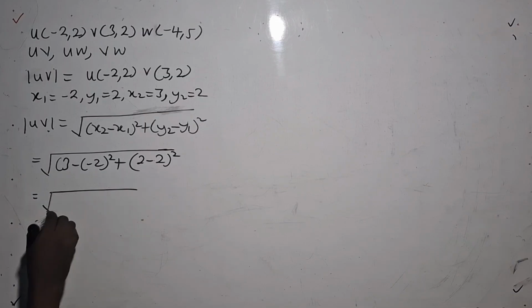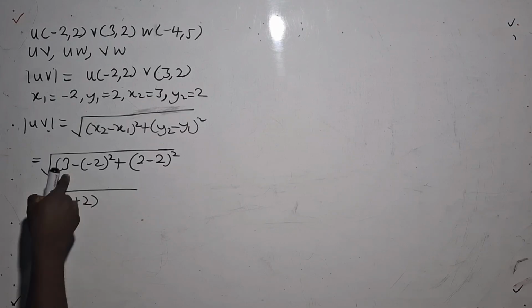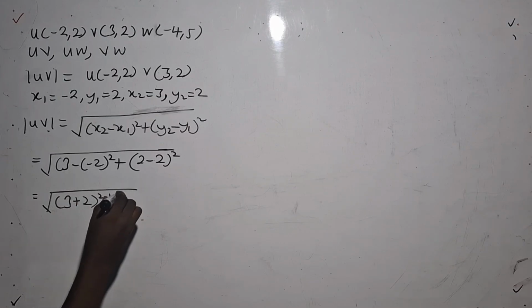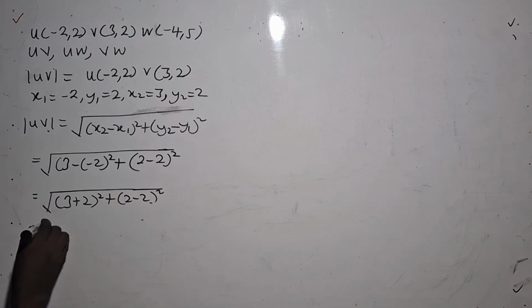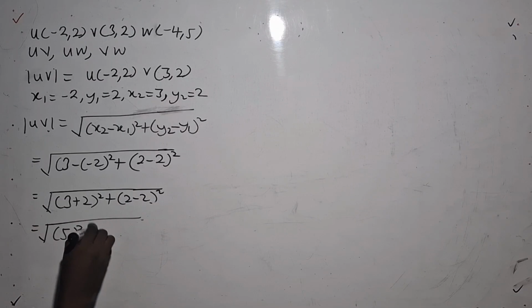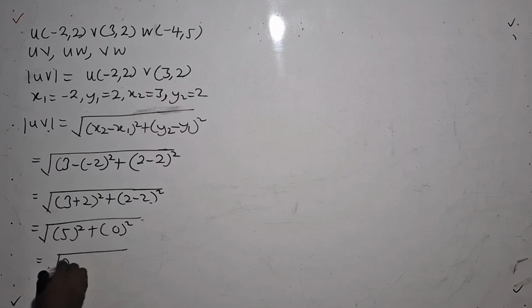squared. So we have 3 positive, negative, negative and positive squared. 2 minus 2 squared. I'm repeating it. Then this one will give us 5 squared plus 0 squared. So this one will give us 25 plus 0.